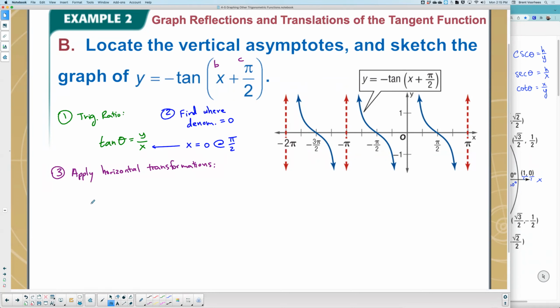Okay, so this one, I start with x equals pi over 2. That's where I start, and now I apply transformations. On this one, I see a C. The C says to add pi over 2. What's the opposite of adding pi over 2? We should subtract pi over 2. This will be nice, easy math here. 5 minus 5 is 0. 10 minus 10 is 0. What do you think pi divided by 2 minus pi divided by 2 is going to equal? 0. That means my first asymptote occurs at 0.